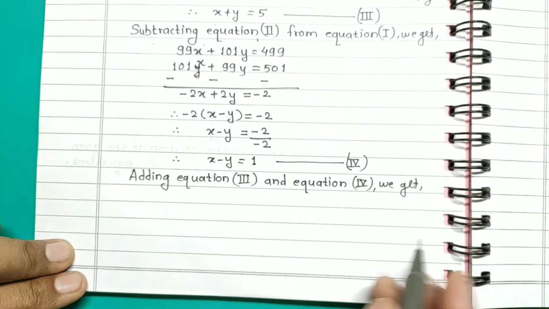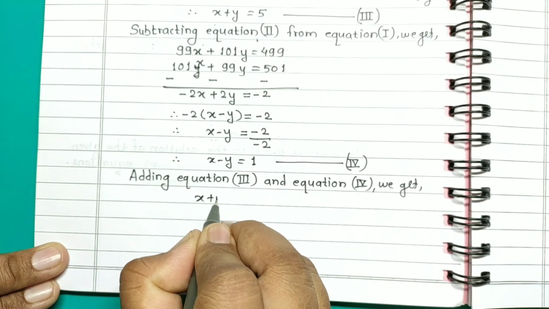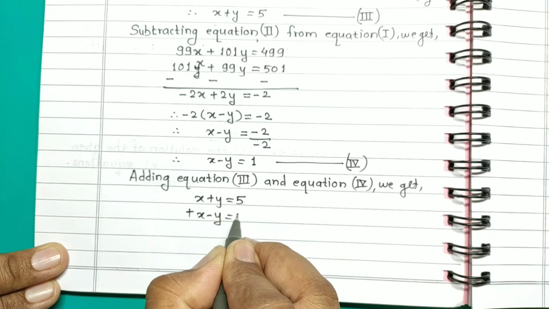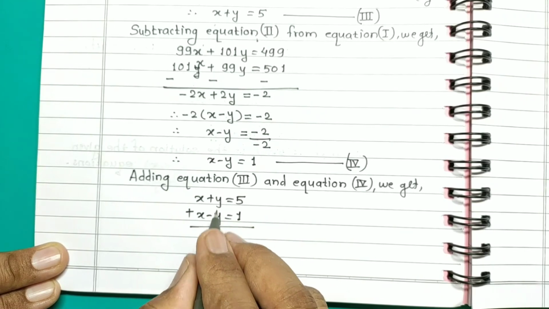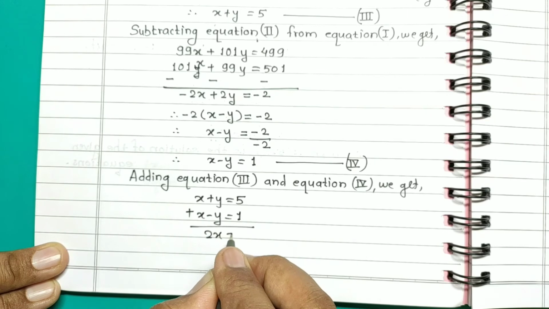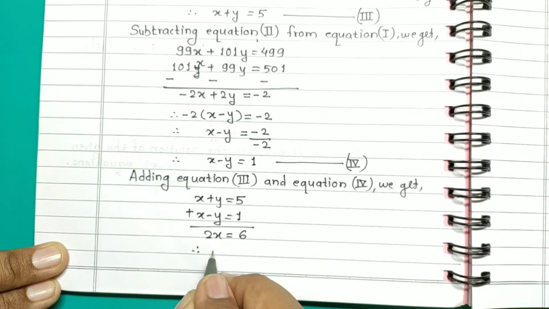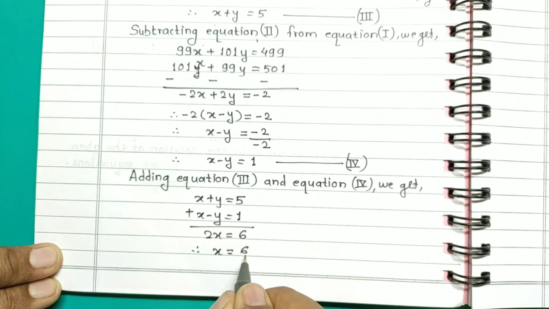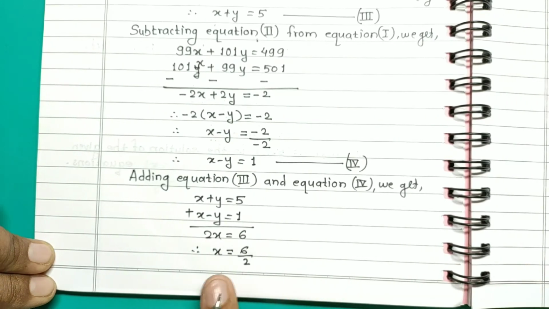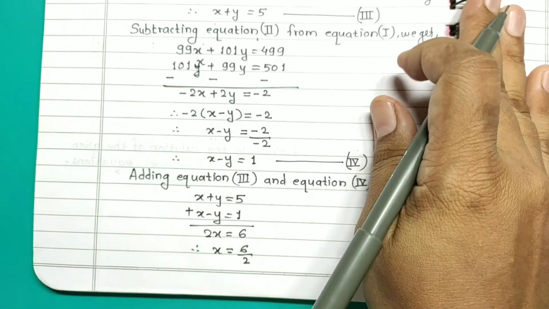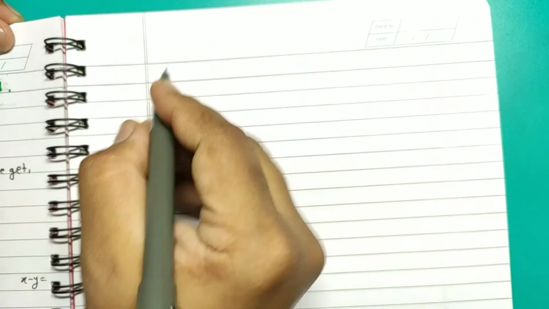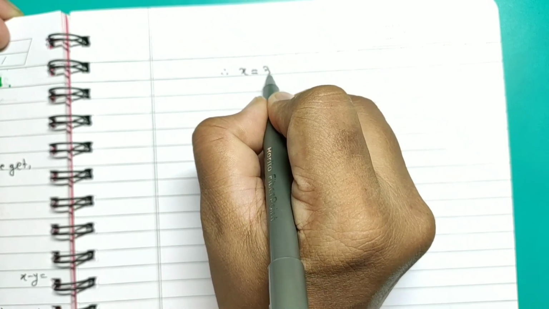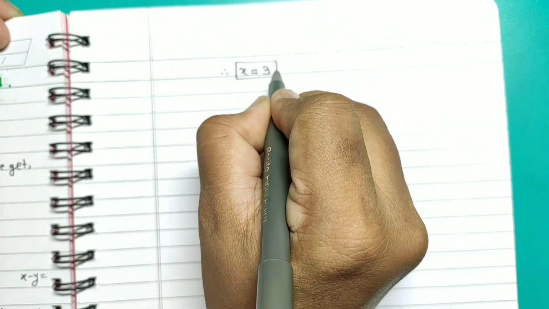We get x + y = 5 plus x - y = 1. So y gets cancelled. 2x = 6, and therefore x is equal to, on shifting this multiplied to RHS, it will divide RHS, and therefore x = 6/2, which is 3. So the value of x is 3.